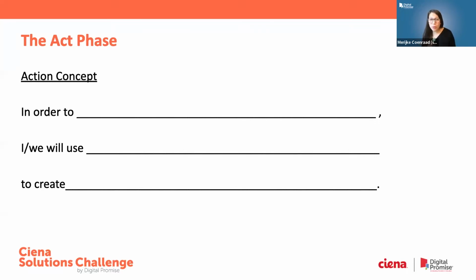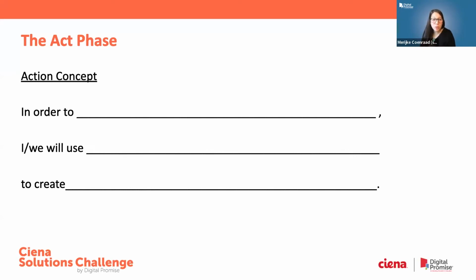This isn't the only way for students to write an action concept, but we do find that it's a helpful structure for students. In this template, the action concept goes: in order to blank, I or we will use blank to create blank. So students have a goal, something that they want to do. They have some sort of tool or method they're going to use to achieve that goal. And then in the end, they're going to have some sort of output, right? They're creating something that's going to work towards that goal.